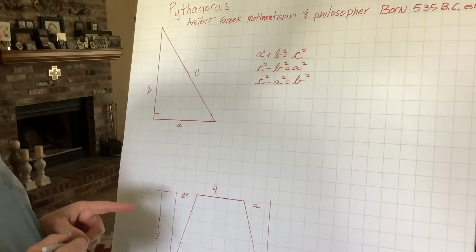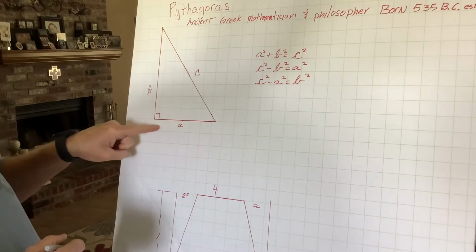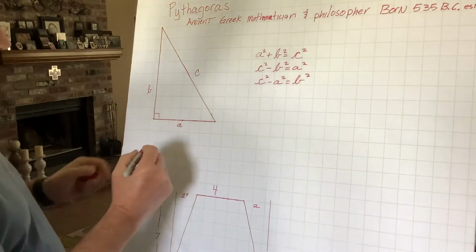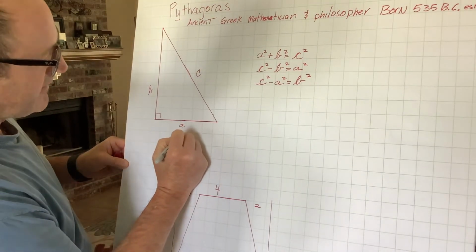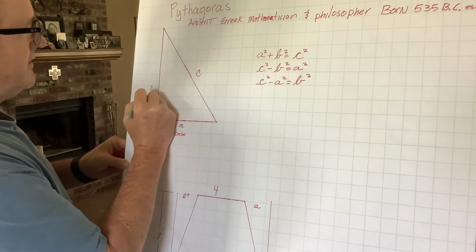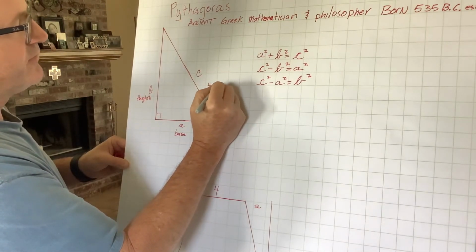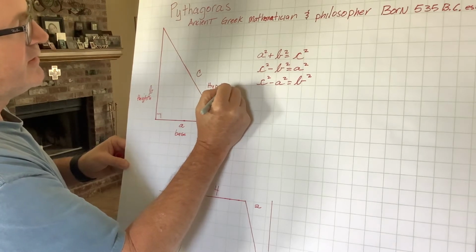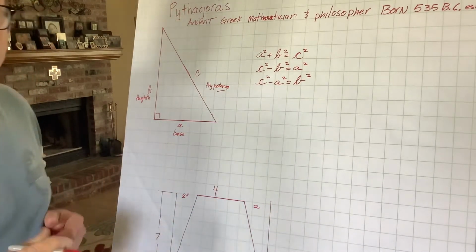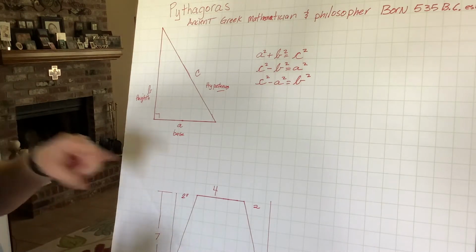One other thing on this triangle that you might want to know is this would be considered the base, this would be considered the height, and this is called the hypotenuse. So I'm going to write those on here. Hoping those are spelled right. I don't think that is. It doesn't look right. But anyways, those are the parts of the triangle.